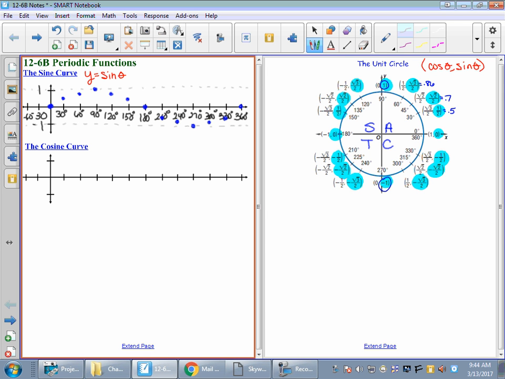Now, if I continued into 390 and 420 and every 30 degrees, it would just repeat this process. And so here's your first, this is your parent function of the sine curve. It does continue in both directions, on and on. Even if I went to negative 30, it would be the same thing that positive 330 was, because they're in the same spot. And so there is your sine curve, but it goes on and on forever, peaks and valleys all the way throughout.